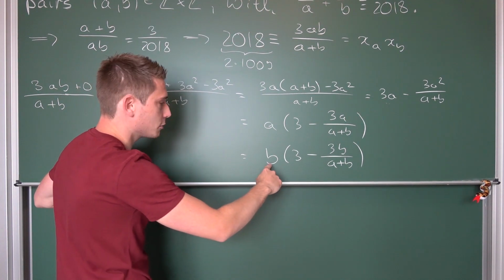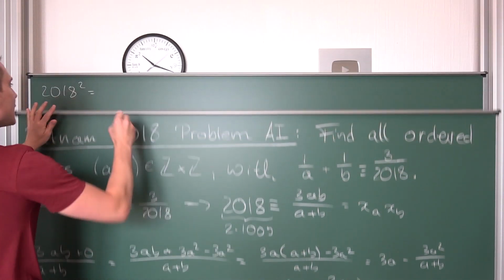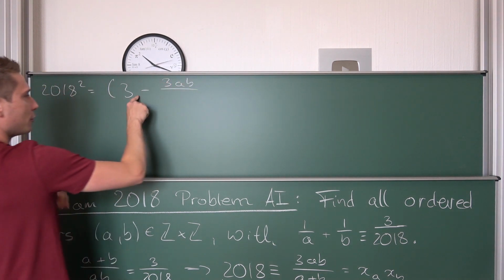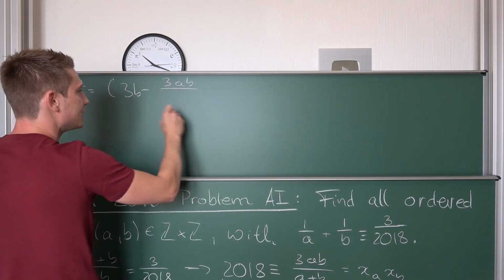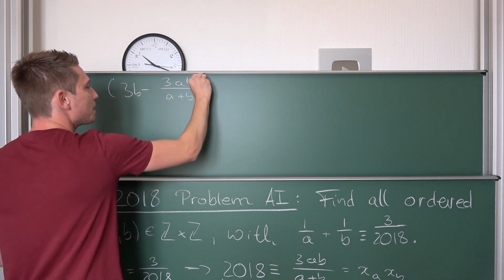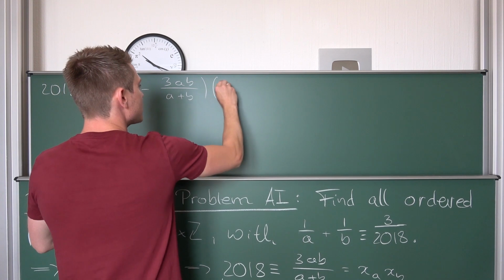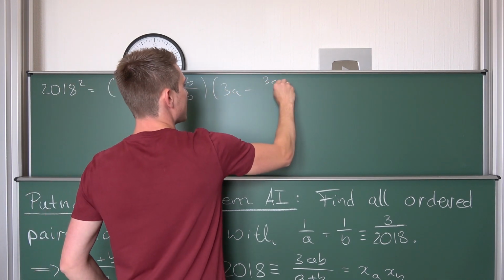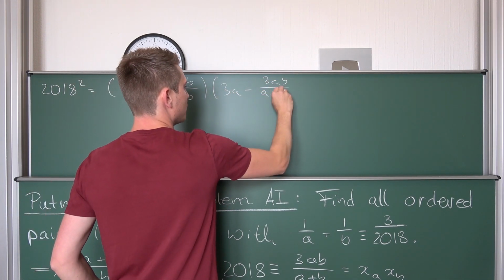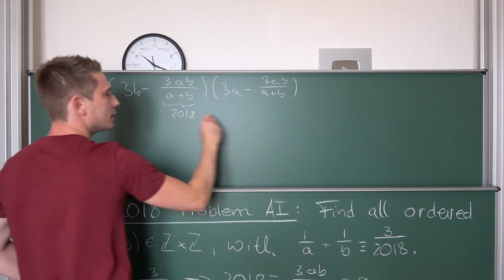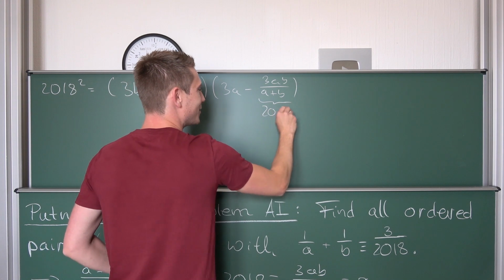I'm going to bring the factor of b into here, leaving us with 3 minus 3ab, 3b, sorry, we are going to track the b into everything, over a plus b, and then I'm going to track the a into this factor, times 3a minus 3ab over a plus b. And don't forget, this right here is equal to 2018, and this right here is equal to 2018.